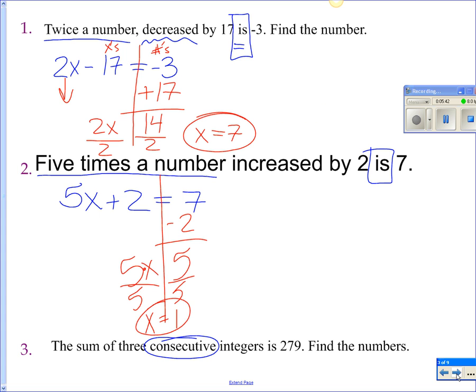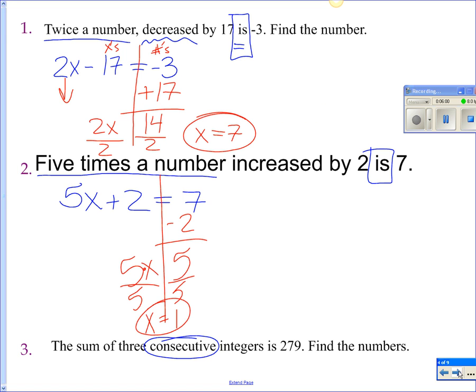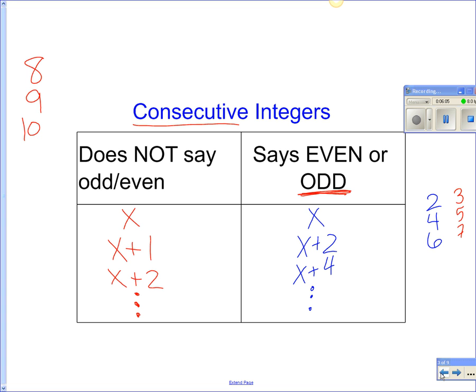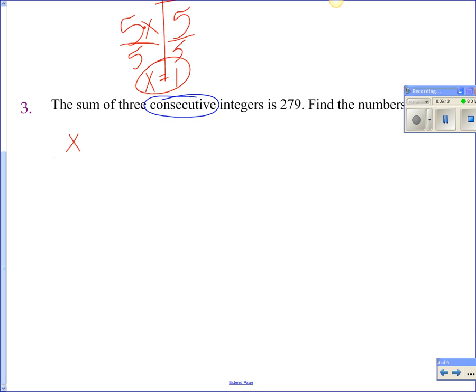Okay, so for this one, it says the sum of 3 consecutive integers is 279. Find the numbers. Does it say anything about being odd or even? No. So we're going to use this side right here, because it does not say odd or even. And let's see how many we have of them. We have 3 of them. So we have to use this one, and this one. We got to use all 3. Okay, so that's what I'm going to write. I'm going to write x, x plus 1, and x plus 2 for 3 consecutive integers.